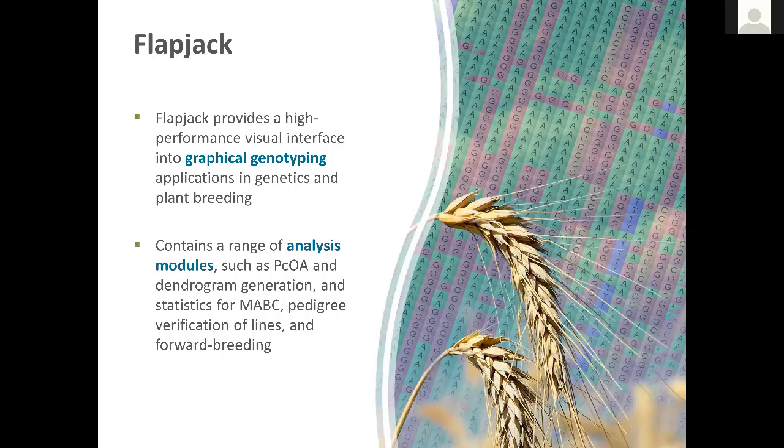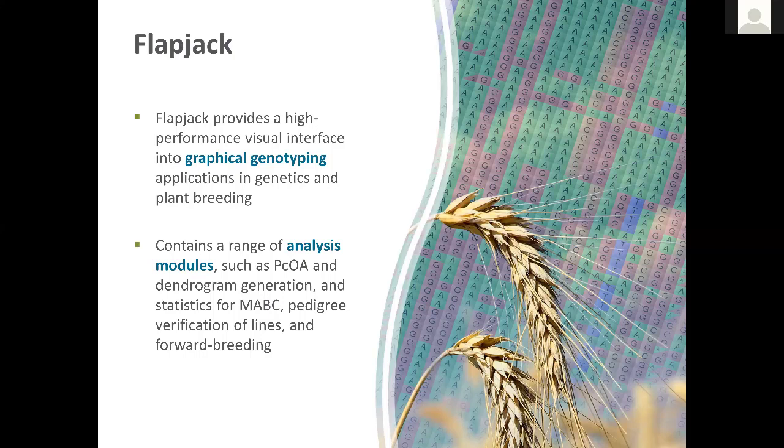So we've got various modules in there to do things like principal coordinates analysis and generation of dendrograms, and some of this stuff links out to some of the other tools that we have and actually links back to our compute cluster as well. So some of this analysis is actually running on HPC rather than just on the desktop. And then there are some of the statistical routines that we have developed with GOBii, ones for doing marker-assisted backcrossing, pedigree verification of lines, and forward breeding as well, which is what we're working on, also in collaboration with the HTPG project as part of EIB. It's all just acronyms.